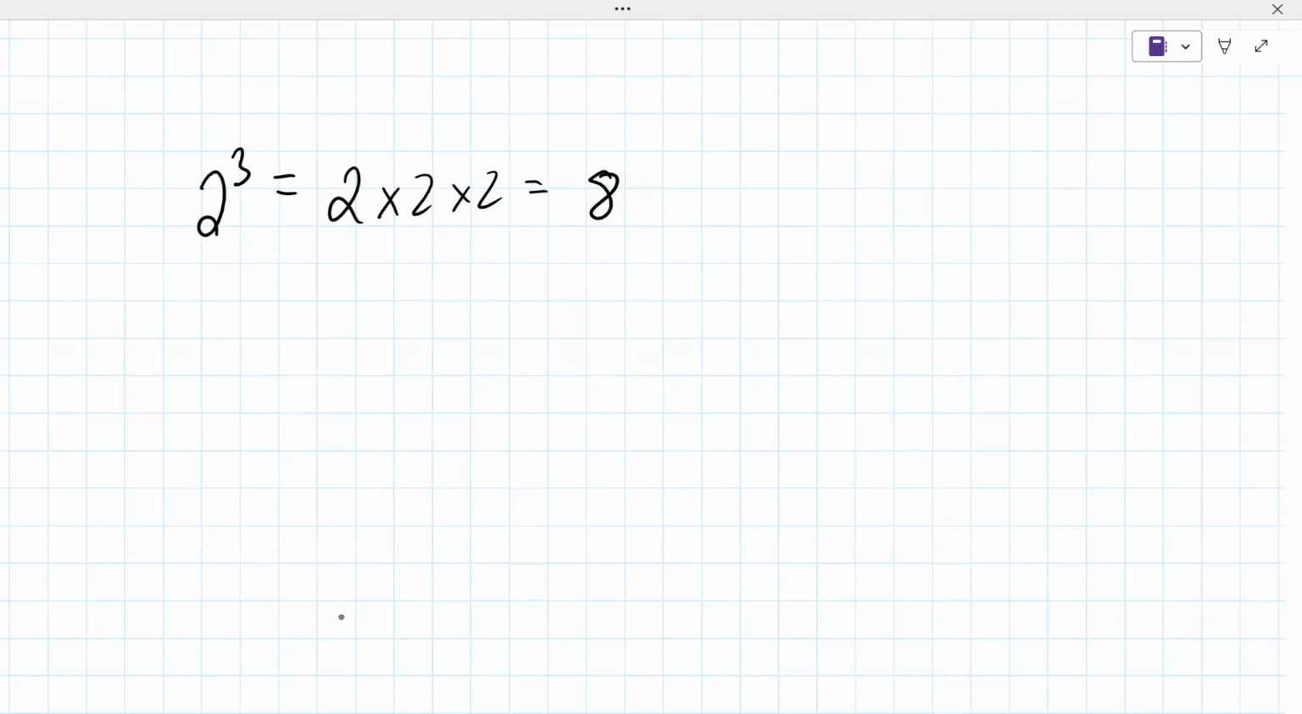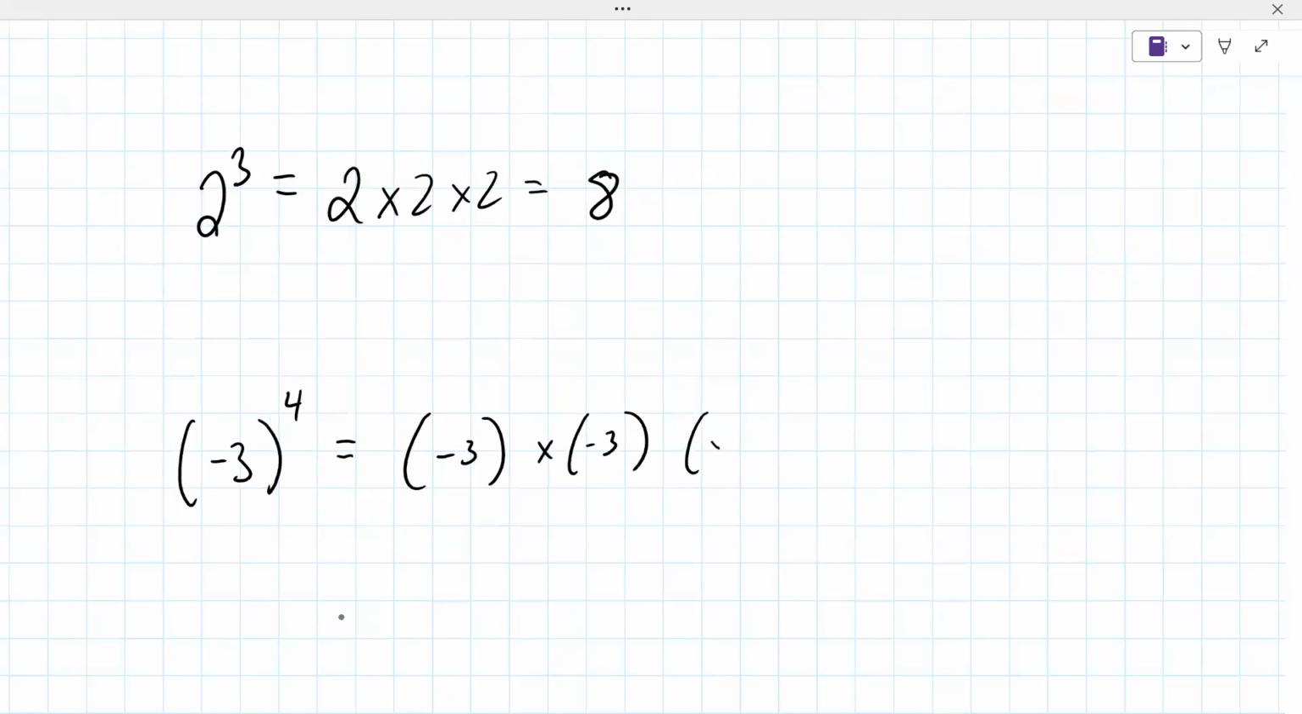Okay, good. Now we're gonna do something a little different. What if it is -3 to the power of 4? So this means -3 times -3 times -3 times -3. Can you tell me what that becomes? -3 times -3 is 9, and then 9 times 9 is 81. It is 81.